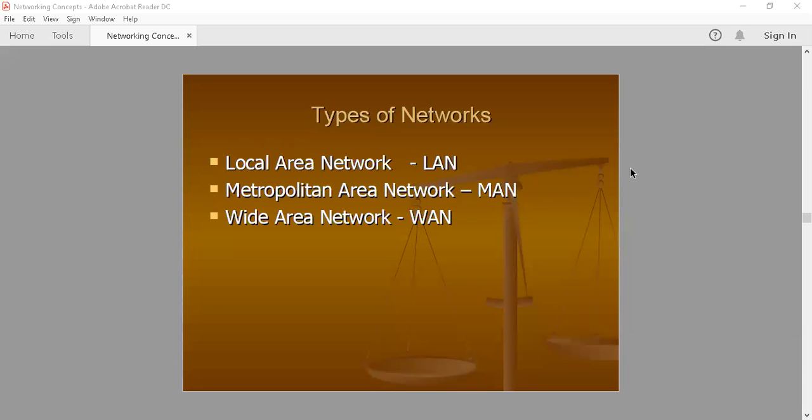Today we are going to learn about types of networks: Local Area Network, LAN, Metropolitan Area Network, MAN, and Wide Area Network, WAN. What is the difference between those three? We will be knowing in further slides.